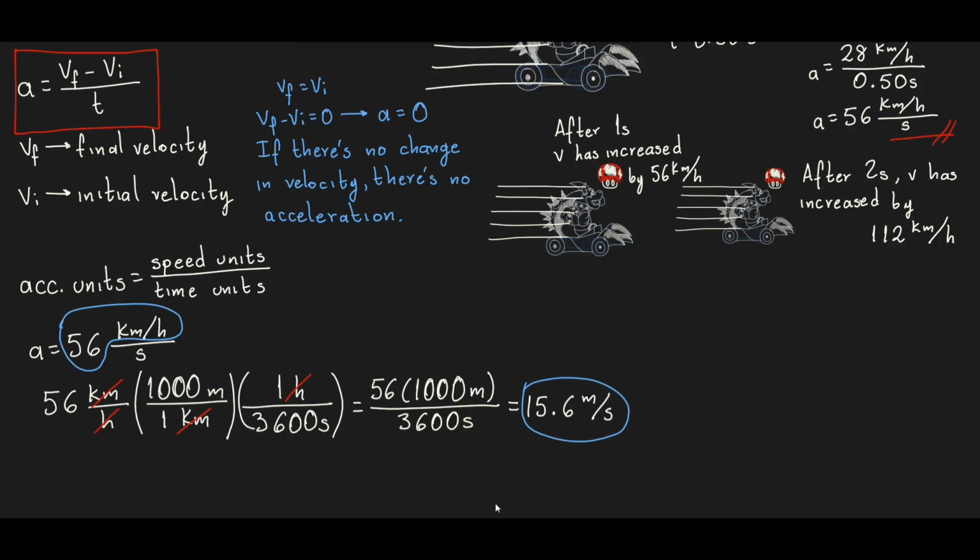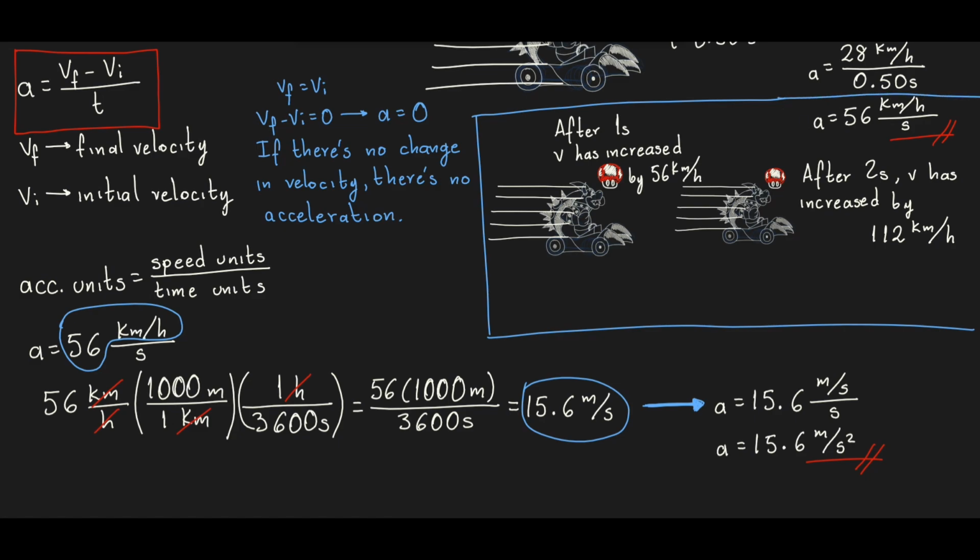It's more common to use the same unit for time. If we use seconds to measure speed, it's common to also use seconds when we measure acceleration. What's the meaning of those units? 15.6 meters per second squared means that Bowser's speed increases 15.6 meters per second every second.